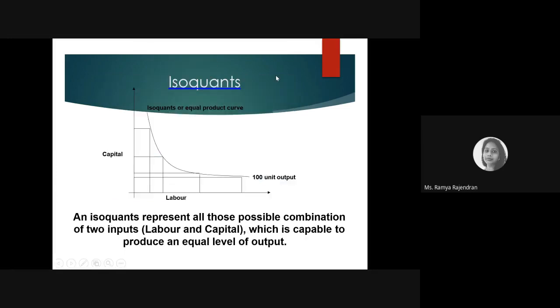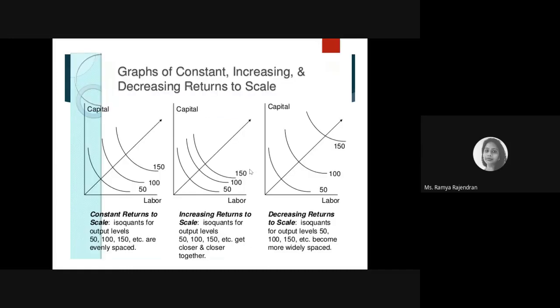When you see this in graphical form, you can see a curve where, when capital is a little higher, the number of labor is less. You can see the relationship here for different combinations of two inputs. When there are constant returns to scale, when all the input and output factors are increasing at the same rate, these isoquants will be equally spaced.